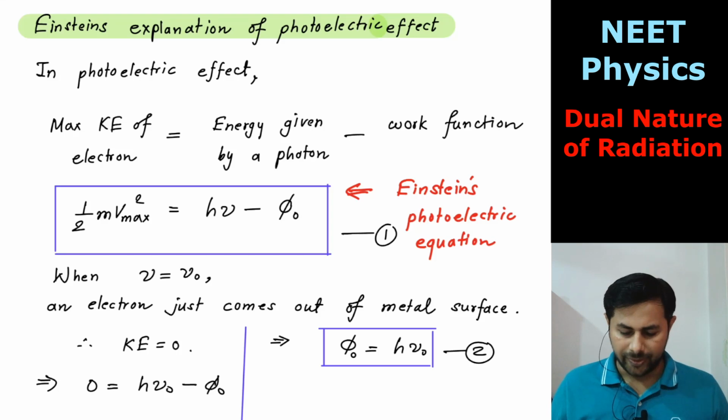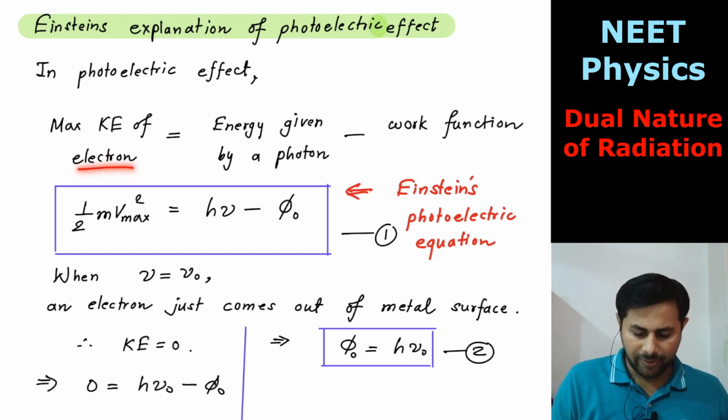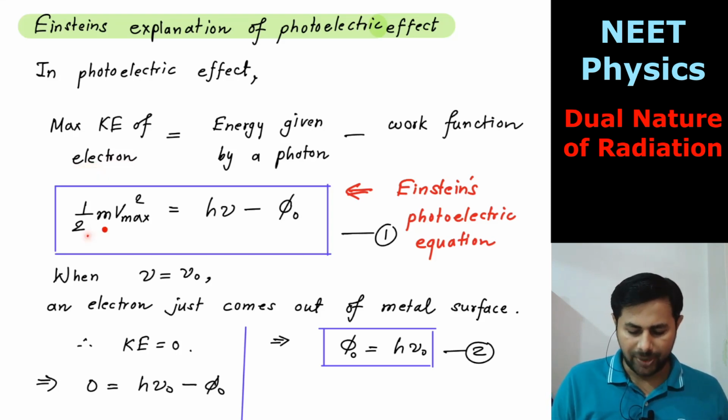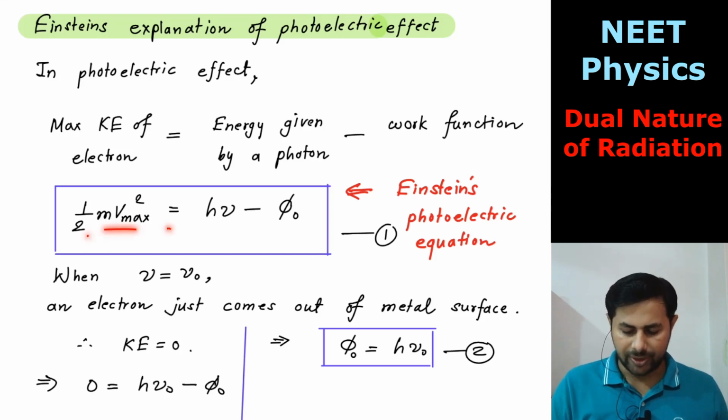Okay, good. Then the maximum kinetic energy can be written as half m v max square. It is equal to the energy given by the photon, h nu, minus the work function, which is denoted by the letter phi naught.